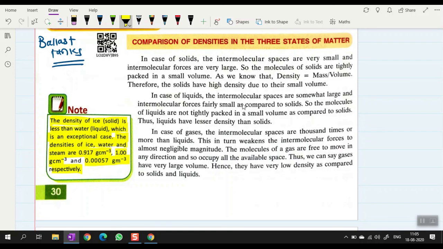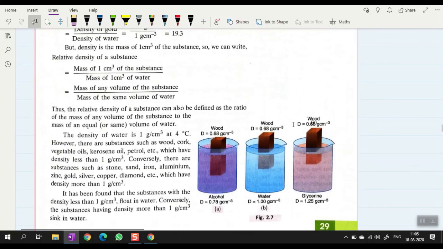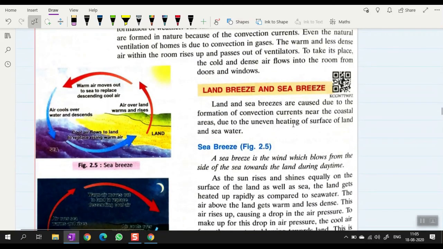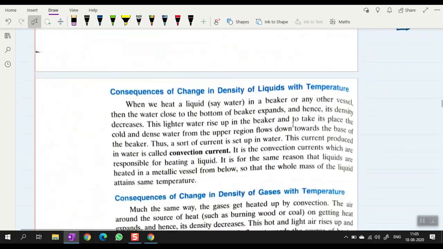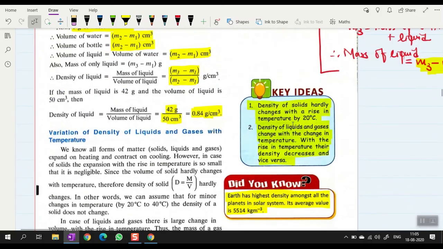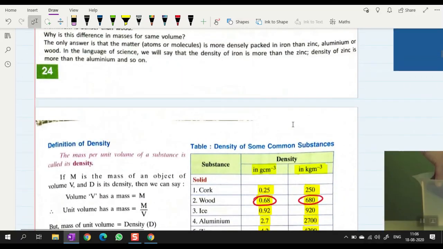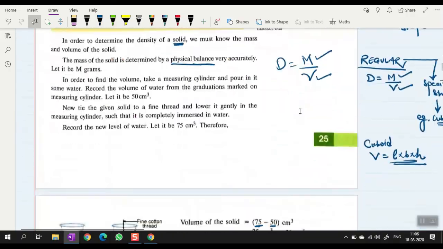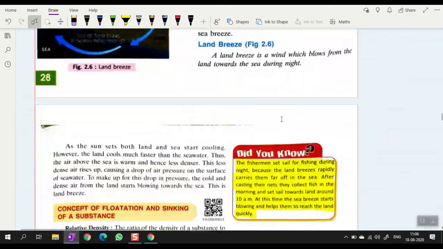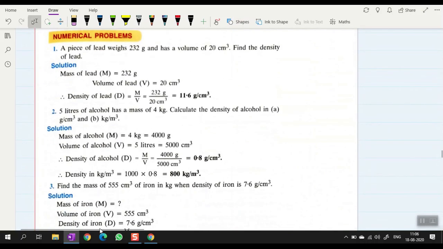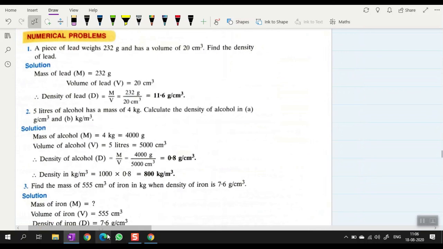So we understood the concept of density in different aspects in this particular chapter, also their practical implications: land breeze, sea breeze, Plimsoll lines, whales, submarines. Then how to measure density, that also we studied. What is density? What is the SI unit of density? How to find density? What is the concept behind density? Everything we studied in this chapter. So if anyone asks you any questions regarding density now, I think you should have no issues answering it.